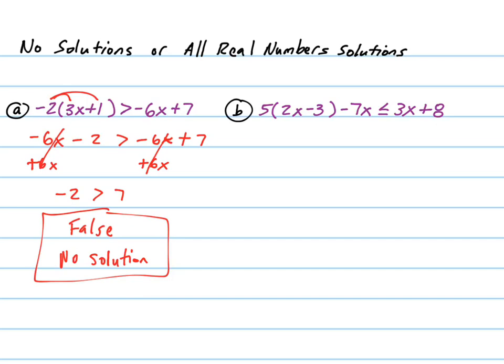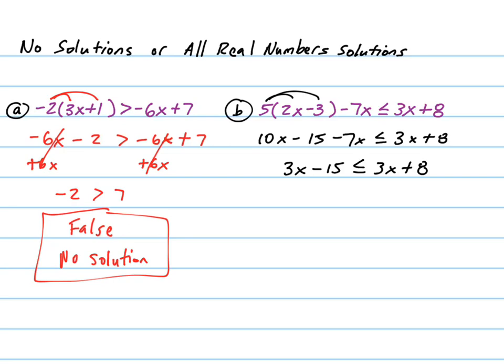Question B, similar idea. Go ahead and distribute. You've got 10x minus 15 minus 7x is less than or equal to 3x plus 8. We're going to combine our like terms, 10x and 7x. So that's 3x minus 15 less than or equal to 3x plus 8. We want to get rid of the 3x, so subtract 3x. Negative 15 is less than or equal to 8. That's true. And since negative 15 is always less than 8, this would be all real number solutions.